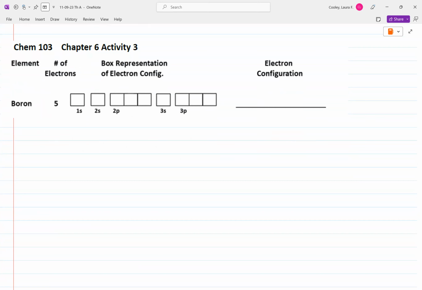All right, so boron, what do we do here? We look at our Z value as 5. So that's 5 electrons to put into orbitals. They're actually written here, lowest energy first. So this is the correct order. So you just go 1, 2, 3, 4, 5.